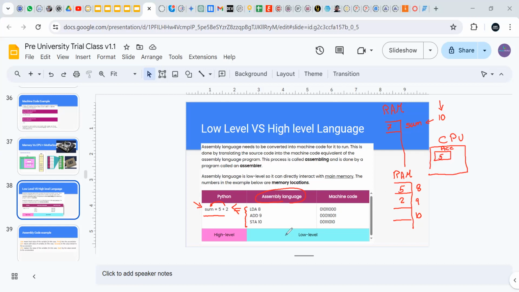And ADD 9 is telling the CPU to go to the memory address 9, get its content and add it to the value stored in the accumulator. So this line will add 2 to 5. And then STA 10 is telling it to get the result of the addition and store it in the memory address 10. So it will store 7 there.